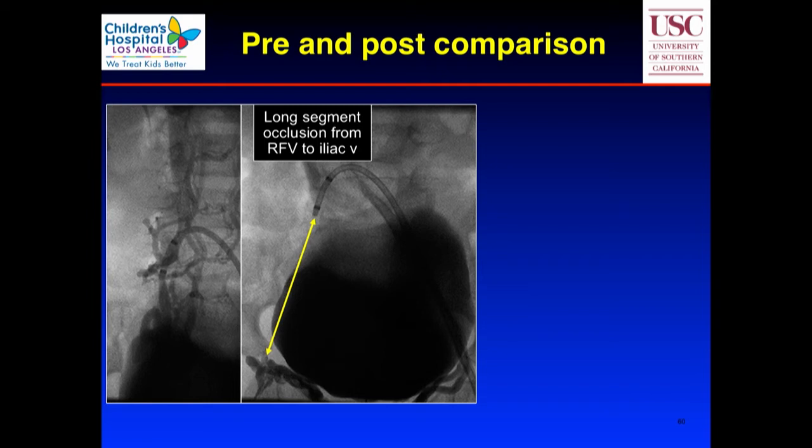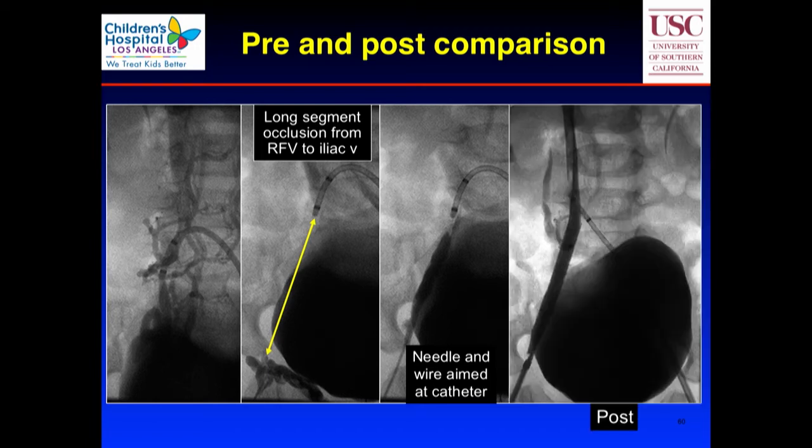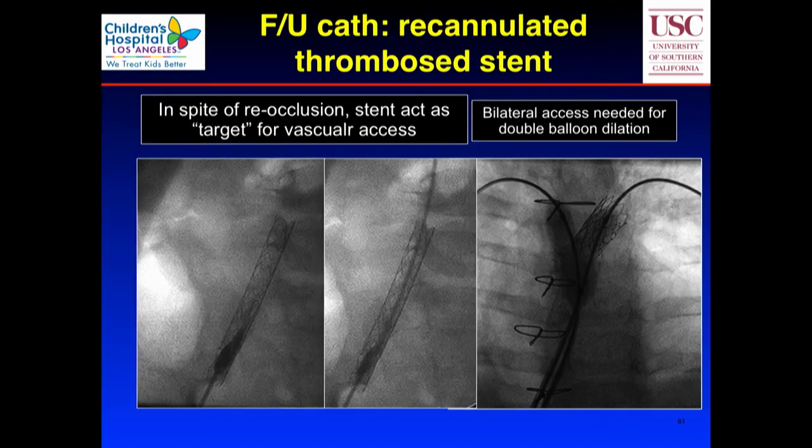Again, this had a long segment on the right side. We're able to take that needle and wire, aim it against the catheter positioned on the distal end, and open that up. And this patient now has a stent. That's the bladder in the middle. That's just the contrast that was used. The body will filter that into the bladder, so that's what you're seeing there. Sometimes, as I said, the stents can re-occlude, but because there's a target in the metal, I can go back in and balloon things, and I can still open it back up later on.